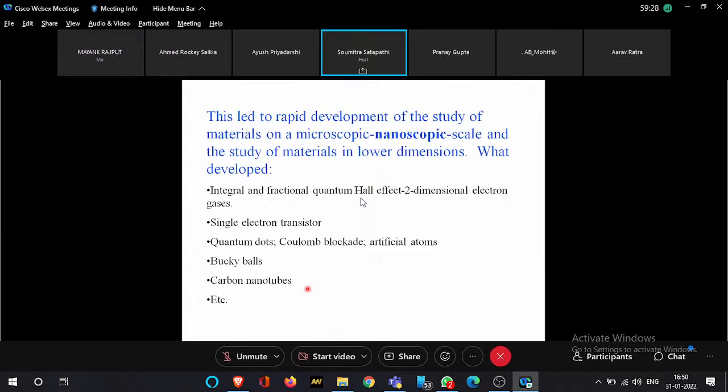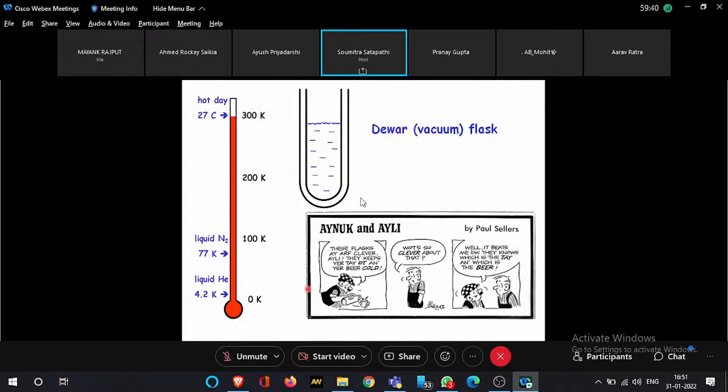And this is all possible because now, using the laws of quantum mechanics, we know what happens at the nanoscale, and we know how to tune the properties of materials at the nanoscale. And we can also manufacture materials at the nanoscale. Now, in this regard, I will tell you about some interesting phenomena.